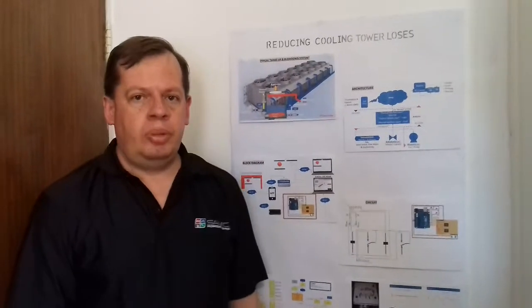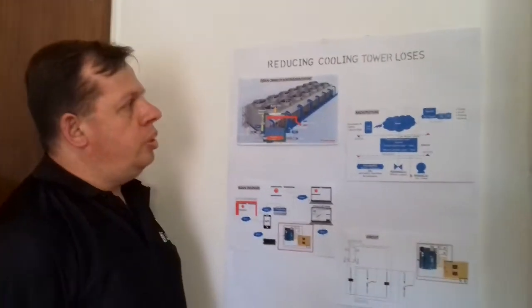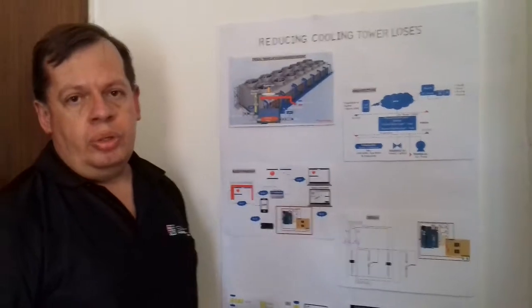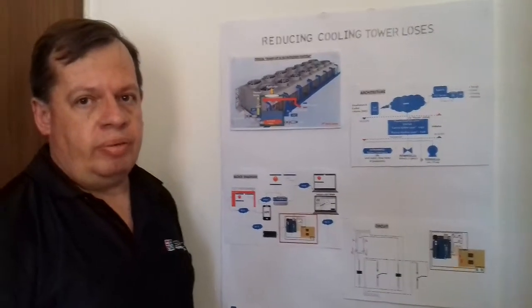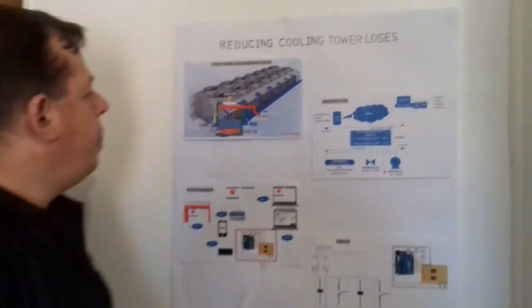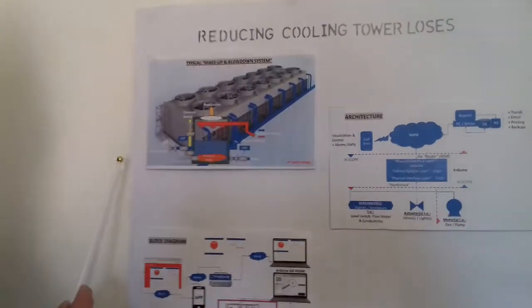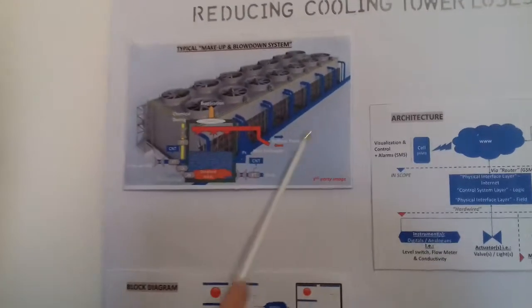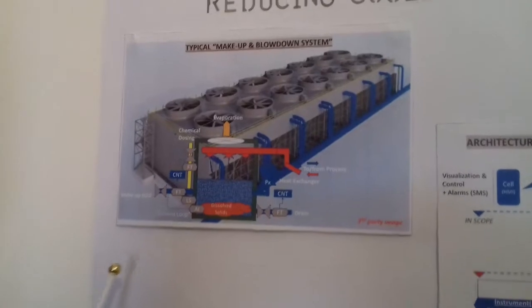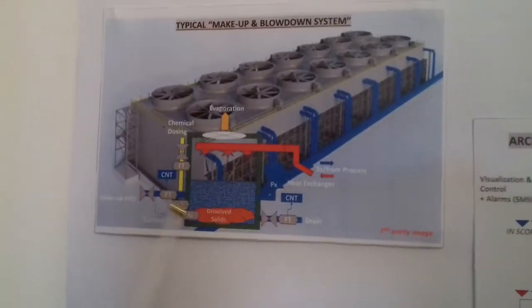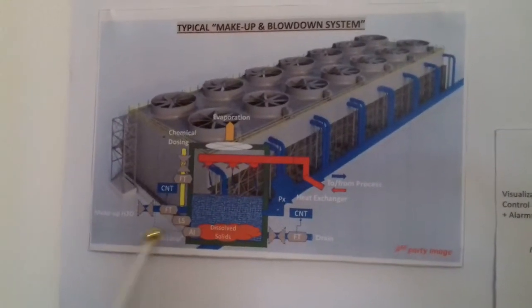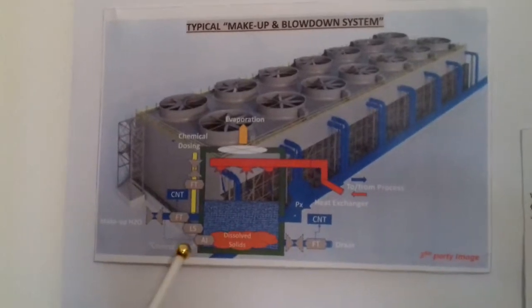My name's Petrus. Today I will talk to you about reducing cooling tower water losses using an Arduino Uno Rev 2 via a Wi-Fi Internet of Things device. On the first slide over here we have a typical cooling tower system comprising of single cooling towers.